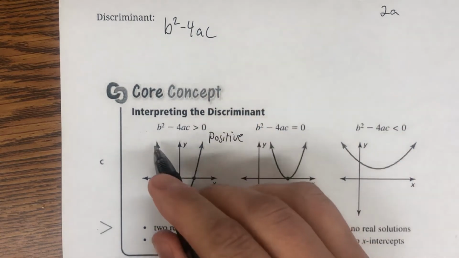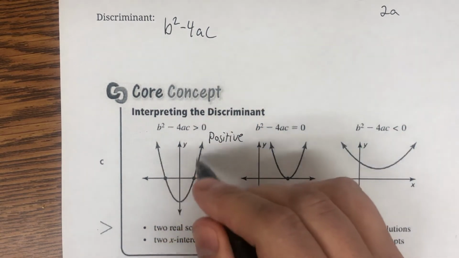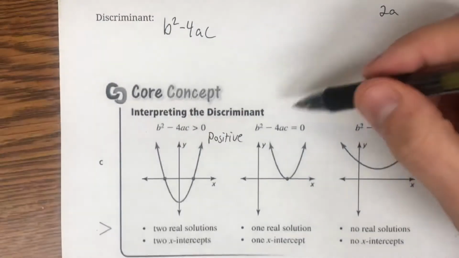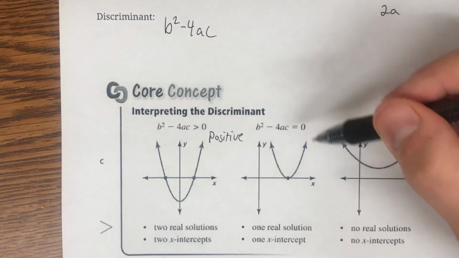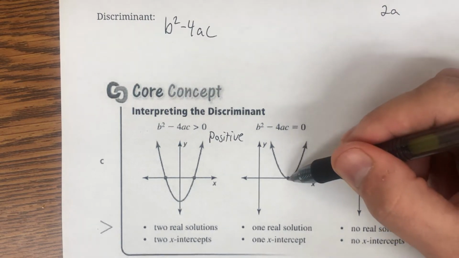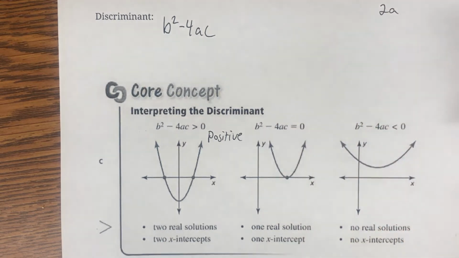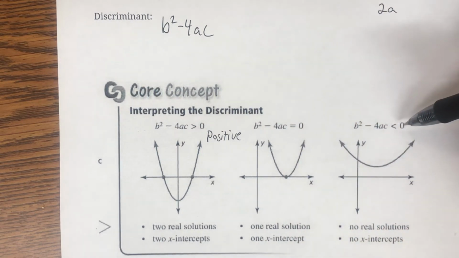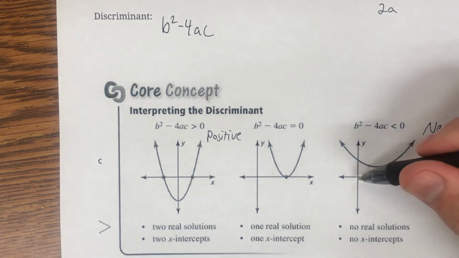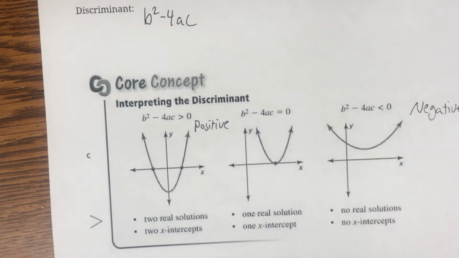That means it crosses the x-axis twice. There's two solutions where it crosses. If b squared minus 4ac is equal to 0, that means the parabola only touches the x-axis once. There's one solution. And if it is less than 0, that means it is negative. If b squared minus 4ac is negative, that means there's no solutions. The graph would never cross the x-axis, okay?